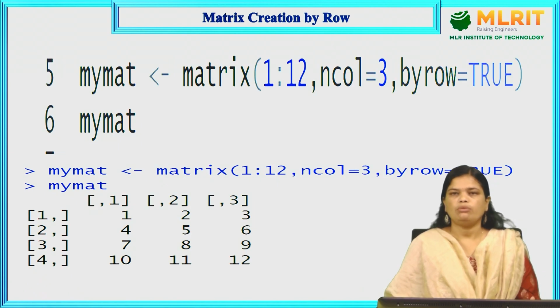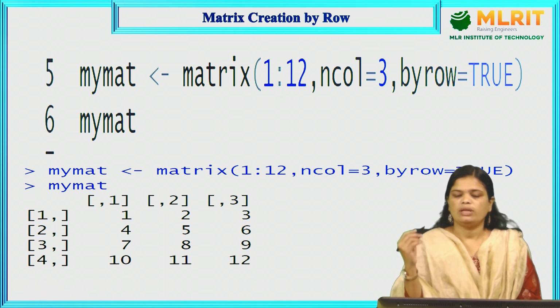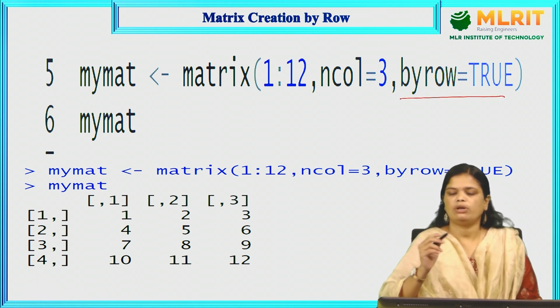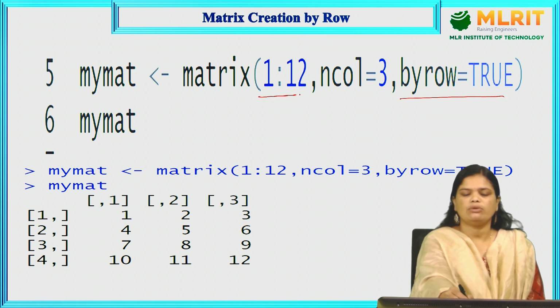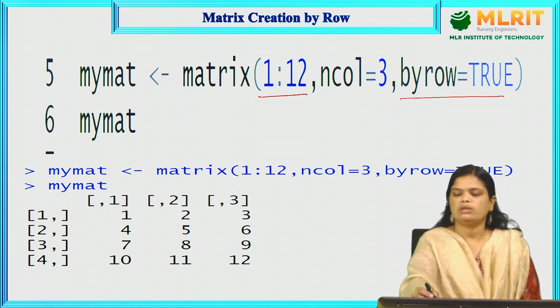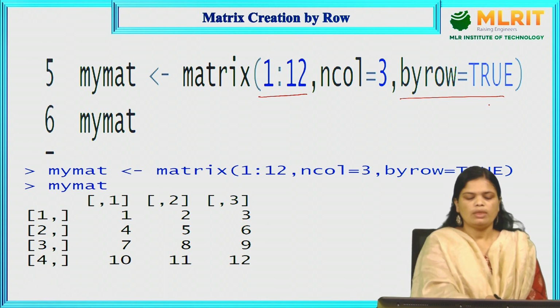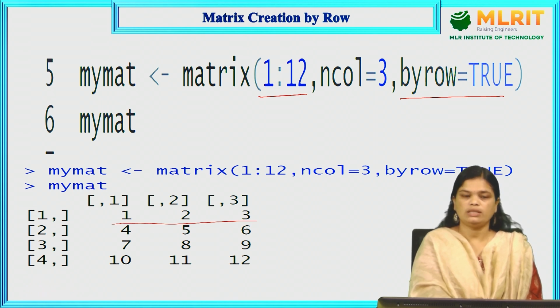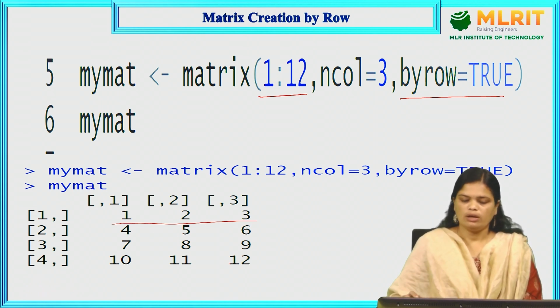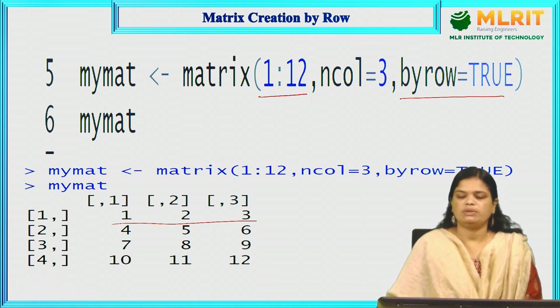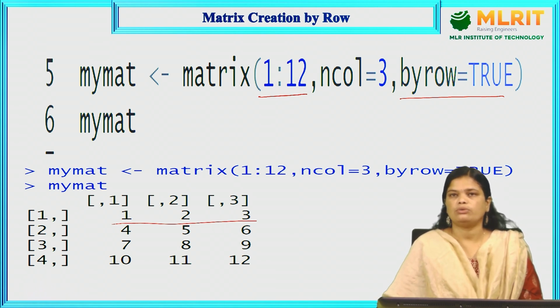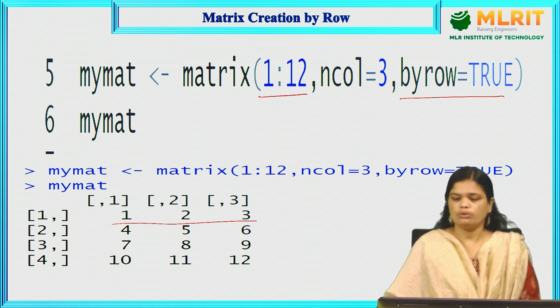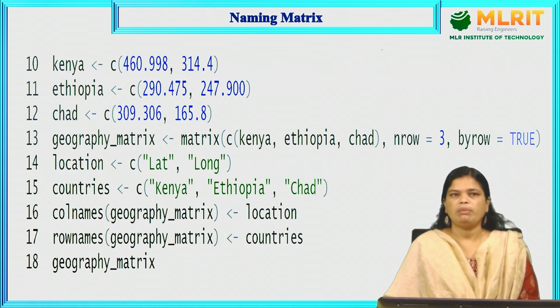But when you want your data to be arranged in a row-wise format, then you have to use byrow equal to TRUE. So, I have the values 1:12 and I am using byrow equal to TRUE here. So, my values will be arranged according to a row. Now, observe the values 1, 2, 3, 4, 5, 6, 7, 8, 9, 10, 11, 12. Understand the difference between when you use byrow equal to TRUE and when you don't. We can name a matrix.